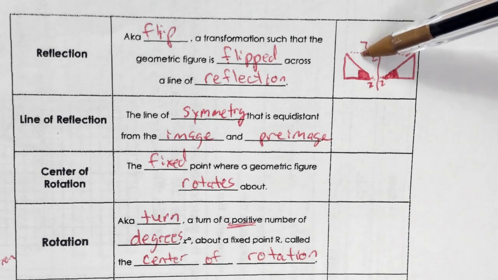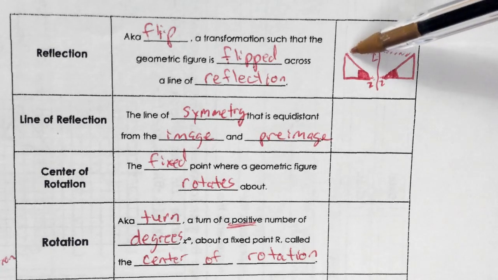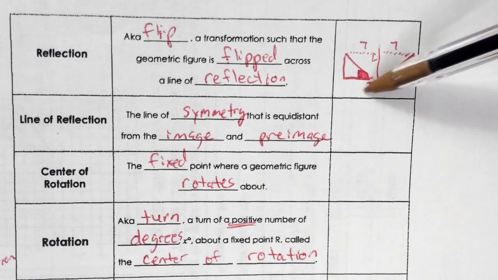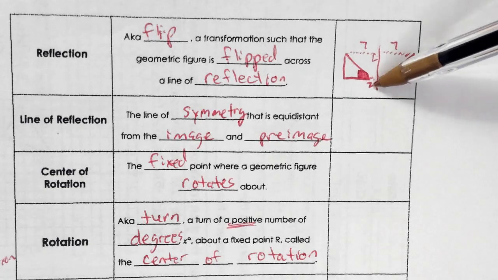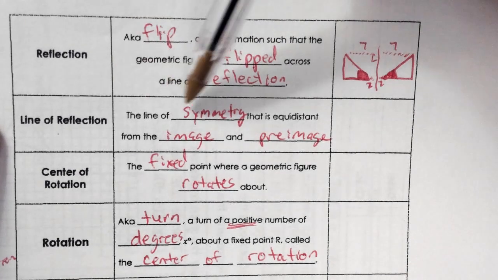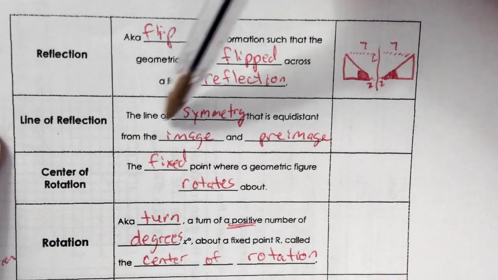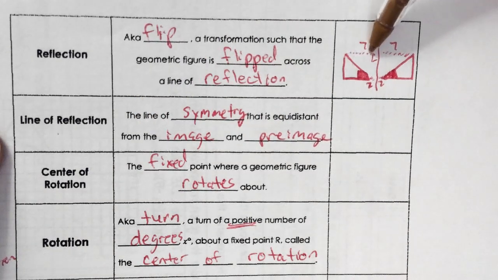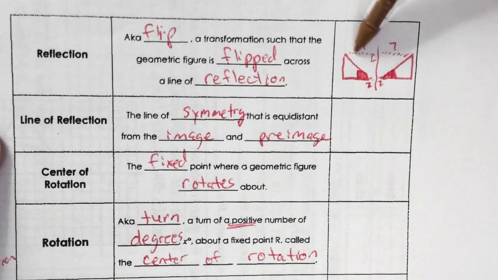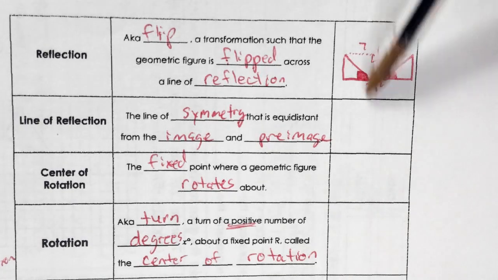And notice that if I drew a line from one to the other, this line right here and the reflection line meet at a 90-degree angle. And let's say that this one and this one is 2 hops away. See, it keeps the same number. Line of reflection. That is the line of symmetry that is equidistant from the image and the pre-image. So that's the 7 and the 7. So here's the line of symmetry. This line, this is 7 hops. That's 7 hops. But this is the line of symmetry right here.